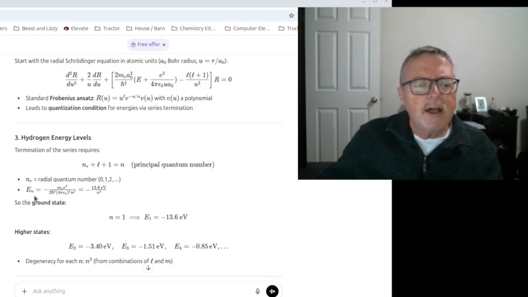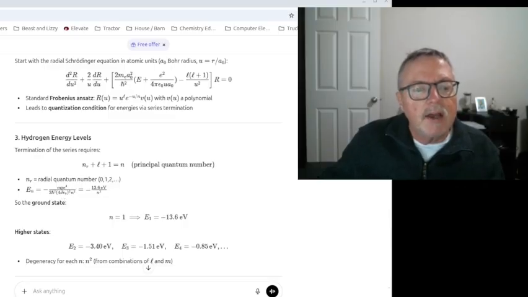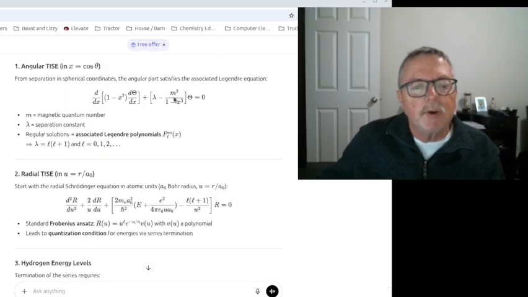E sub n is equal to m e to the fourth over 2. Here's that h bar squared thing. Here's the potential energy factor, 4 pi permittivity of free space, and n equals a radius number. So that's how this is potential energy. And what does the m come from? Well, the m came from this m up here.